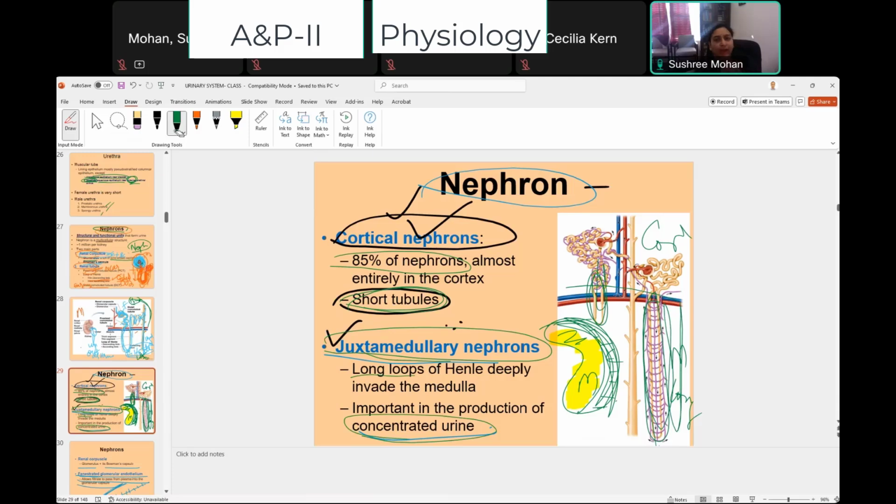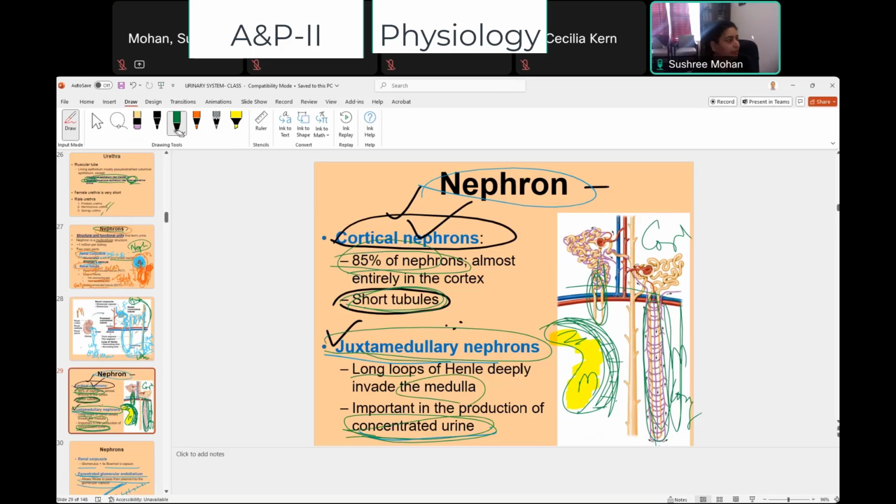So where does more filtration happen, the cortex or the medulla? More filtration happens in the cortex because they have 85% of the nephrons. More filtration is done in the cortex, but more concentration of urine is done in the medulla, giving a thicker consistency of urine. When you say more concentrated urine, it means less water in the urine.